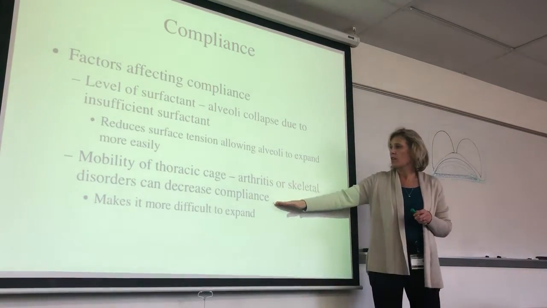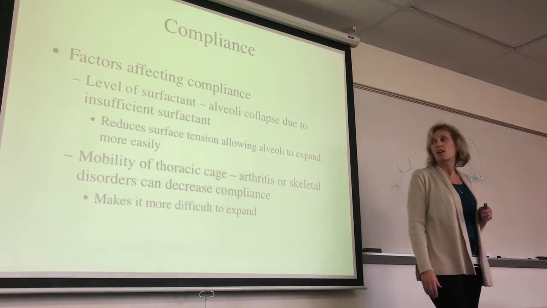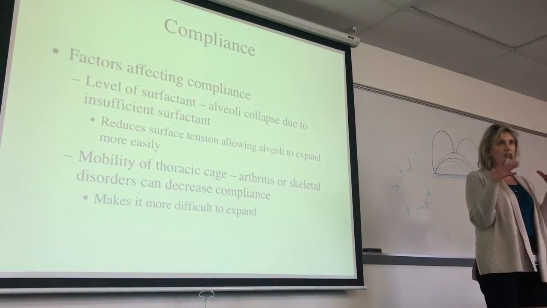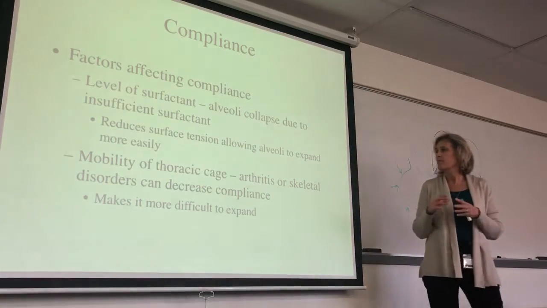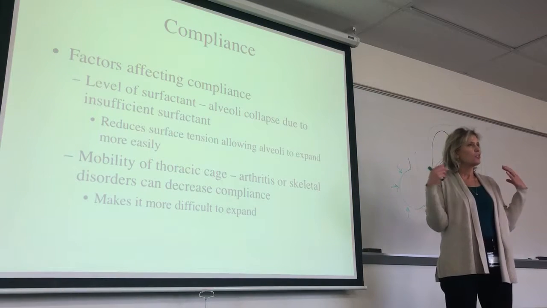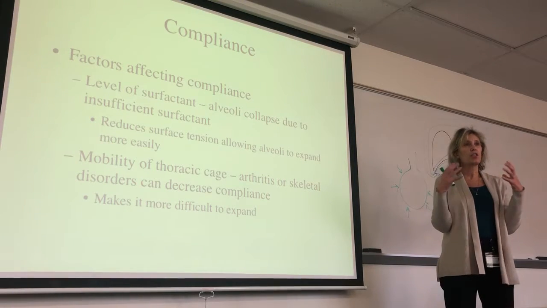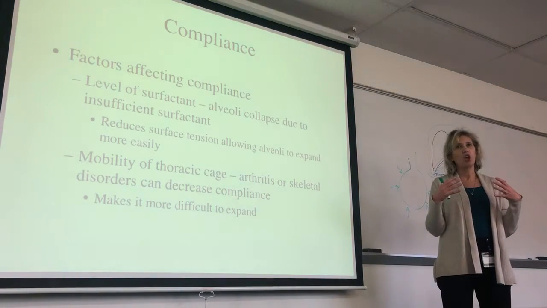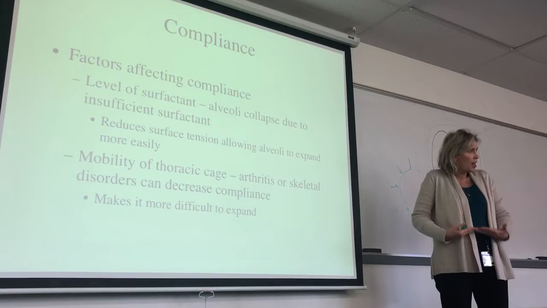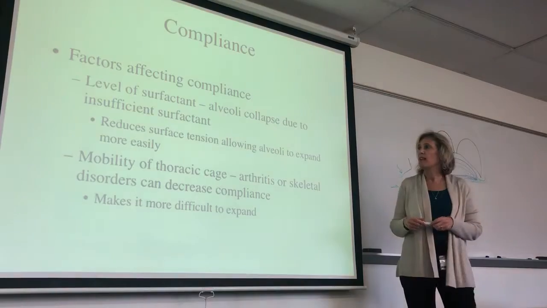Okay, also another thing that can happen in the thoracic cage is that you can have arthritis or skeletal disorders, and that would decrease compliance as well. The lungs aren't going to be able to expand and contract. They're not going to be able to fill up as much with air if there's arthritis in the thoracic cage, in the spine. Those things are going to be limiting. Your thoracic cage also has muscles that have to contract to lift it, as well as the diaphragm, which is going to pull down to increase the volume in there. So that would decrease the compliance as well.